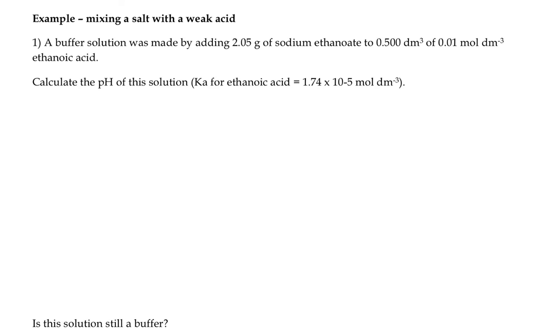Now I can also make a buffer by just mixing my HA, my weak acid, with its conjugate base in a salt form. So for example, here I've got sodium ethanoate. The ethanoate ion is the conjugate base of ethanoic acid. So once I mix the two together, I get significant amounts of HA and A minus. And I'm going to use a slightly different structure to work this out, but still keeping my answer very structured. So I've got a set of steps to follow and it's really clear what I've done.